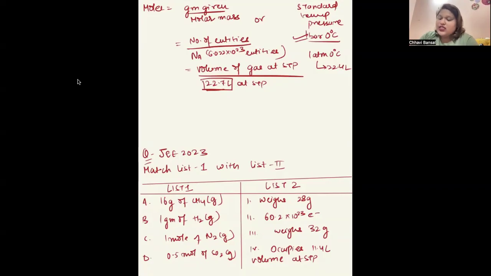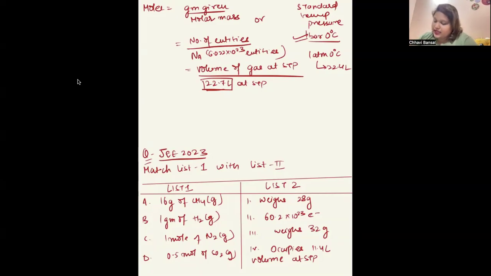Now, these are the three ways of finding out the number of moles. Clear? We have already done it. We have already done questions on it. Let's do a last year question that is also based on something like this, which is a JEE 2023 question. What is given? There are two lists given, list 1 and list 2, and we have to match the things from list 1 to list 2.